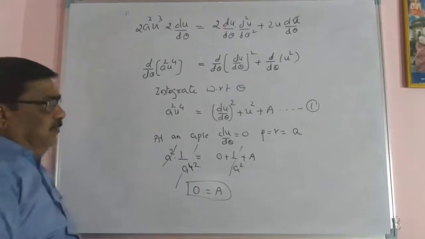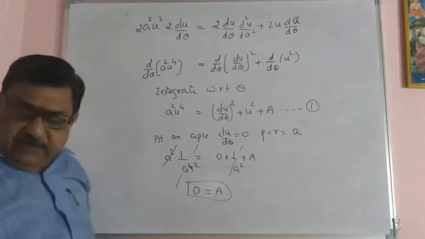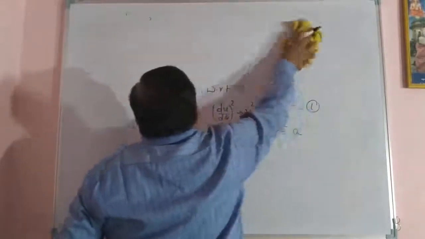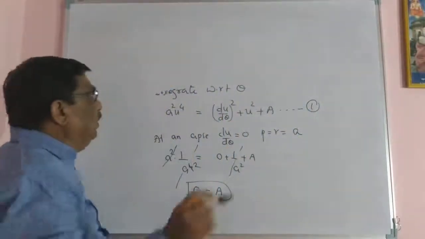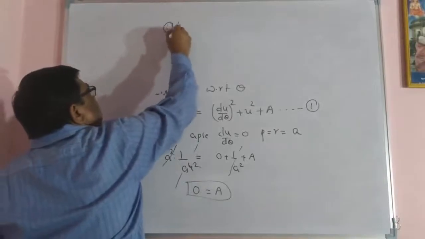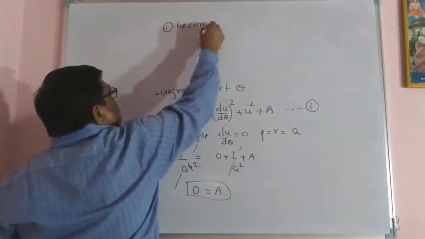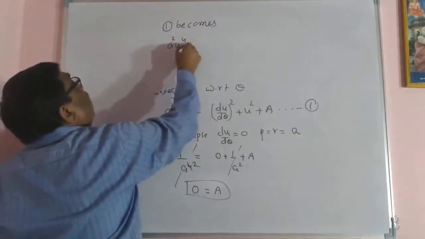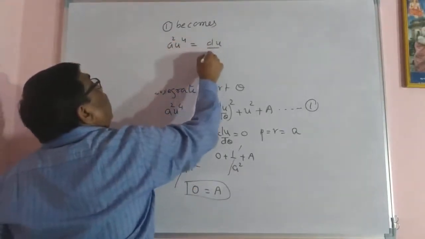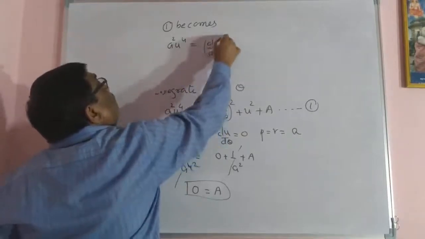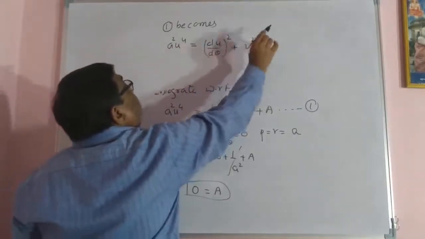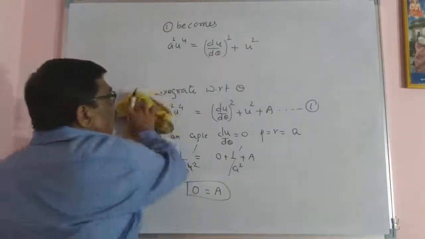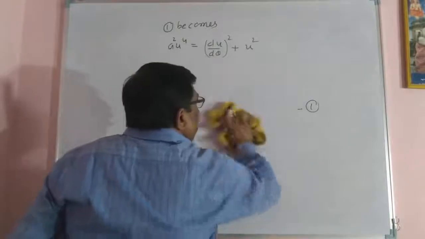Integration constant is 0. Equation 1 becomes... substituting the value of a in 1, it becomes a square u raised to 4 equal to (du by d theta) whole square plus u square, because a is 0. Again it is a differential equation of first order but second degree. Solve for that.